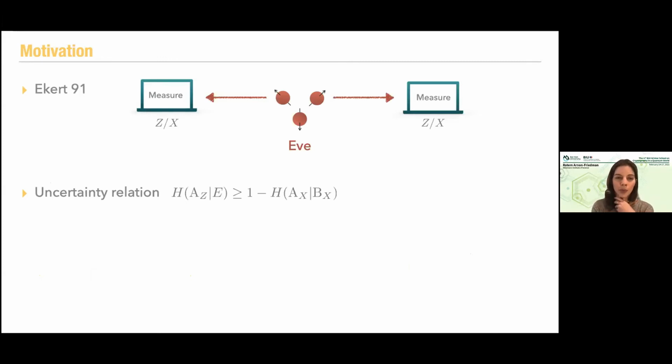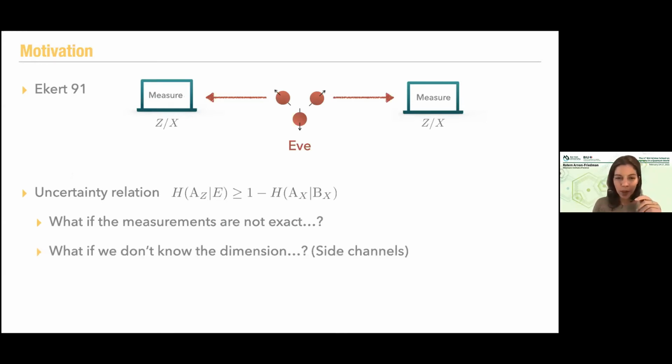Okay, so in the Ekert 91 protocol, we had this scenario here. Eve was choosing the state to distribute to Alice and Bob, and Alice and Bob measured the state either in the Z or in the X basis. The physics that we needed was the entropic uncertainty relation that we just saw. But this particular uncertainty relation comes from the choice of the Z and the X basis. If the measurements are not exact, then this is not one, it's something else. Again, you can look it up in the paper.